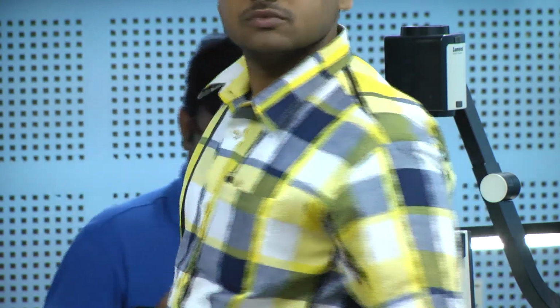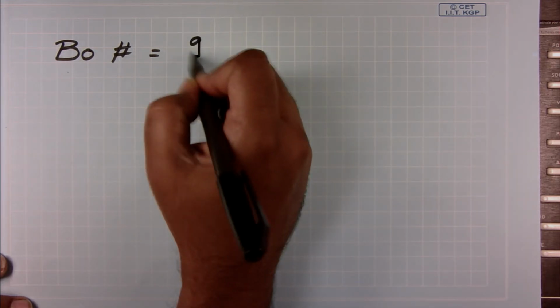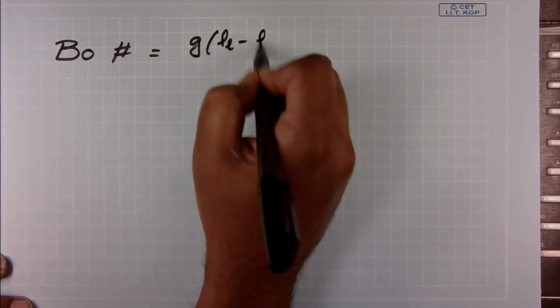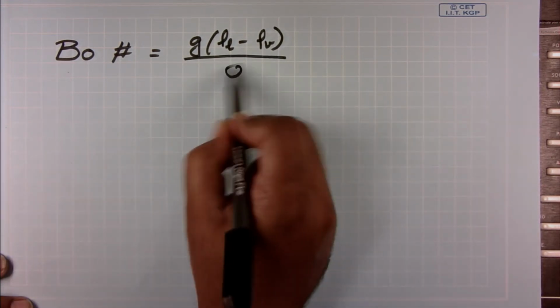I will also talk about, you already know this, bond number. What is the ratio of the two forces physically? Body force by surface tension, or in this case what I wrote in the first one, buoyancy or gravity over capillary. Okay. So, we know this, you have seen this several times, rho L minus rho V divided by sigma, this part you know.